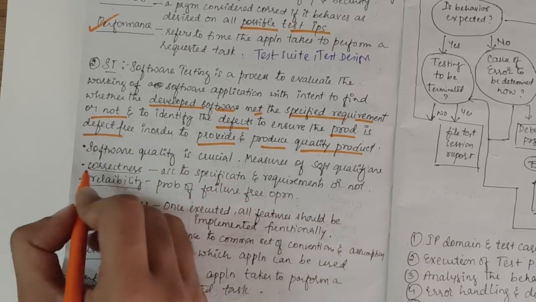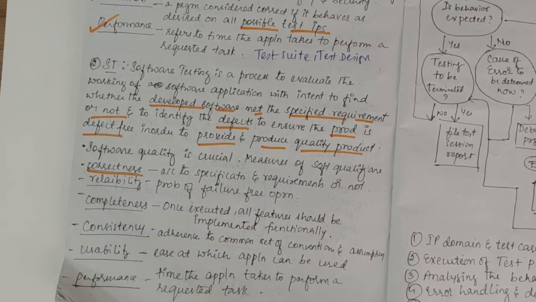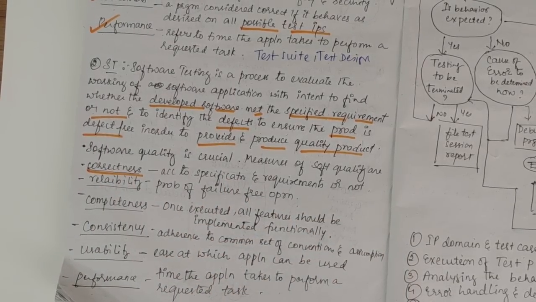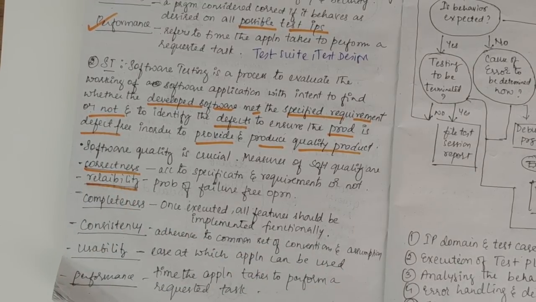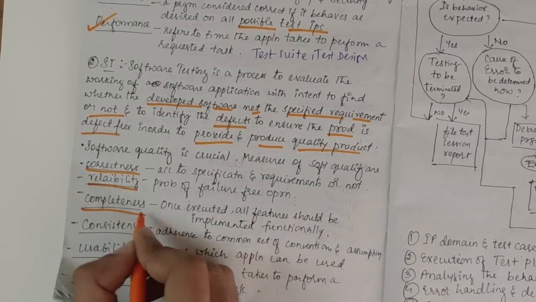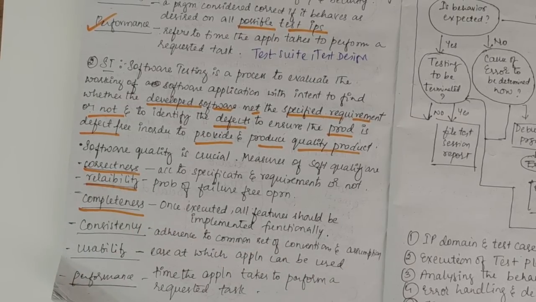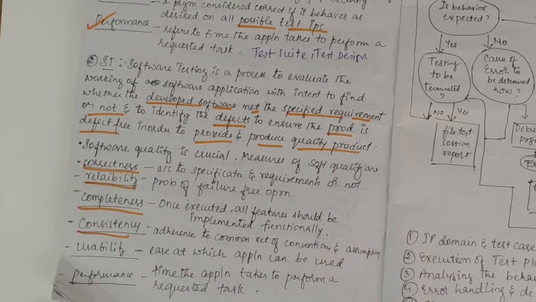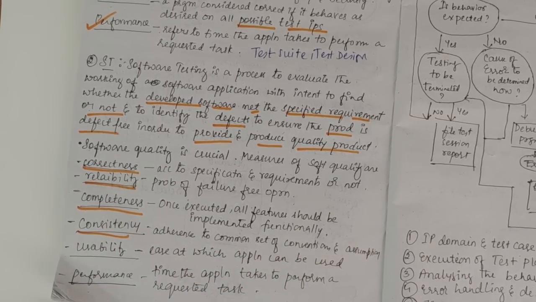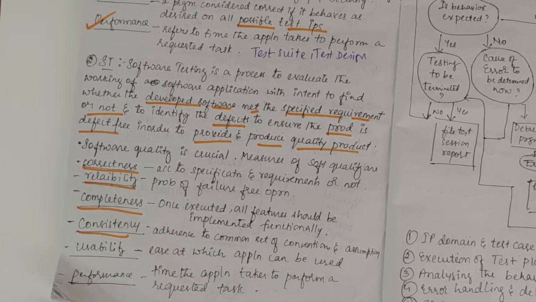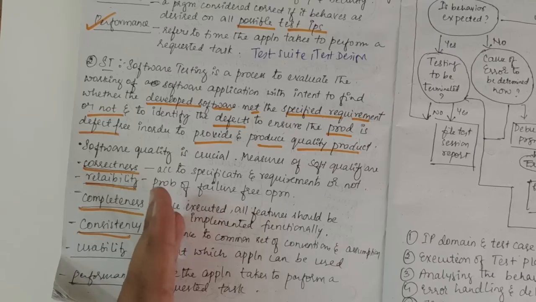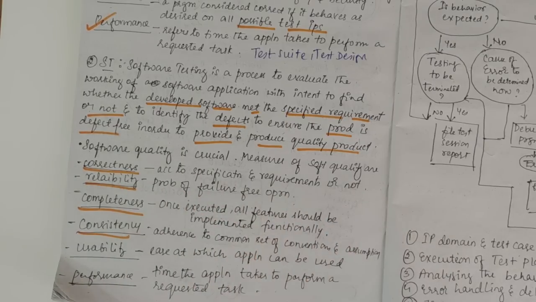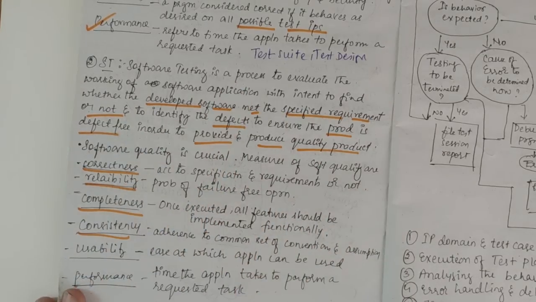The measures of software quality are, firstly, correctness. Correctness is whether it meets the specification and requirements or not. Then we have reliability, that is the probability of failure-free operation. Then we have completeness. Completeness means once executed, all features should be implemented and should work properly. Then we have consistency. Consistency is adherence to a common set of conventions and assumptions. So it has to be parallel with the expected output. If the expected output and obtained output are the same, then our program is considered consistent. Then we have usability.